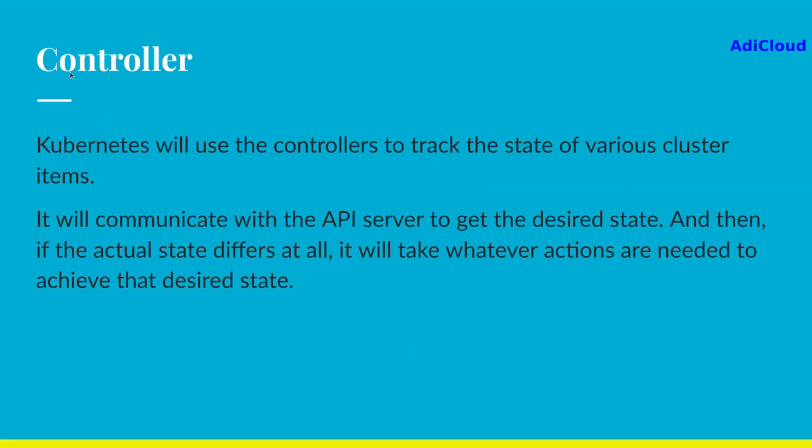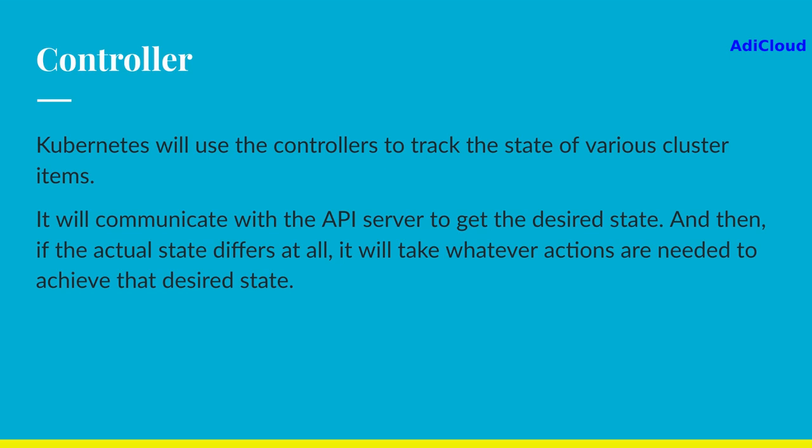Then we have the controller. The controller is used to track the state of various cluster items. It will communicate with the API server to get the desired state. Like a user requested that we need to update to 2 pods, so it will communicate with the API server and get the desired state, and if the actual state differs at all, it will take whatever action is needed to achieve that desired state. So the controller will make sure that the actual state is exactly equal to the desired state.